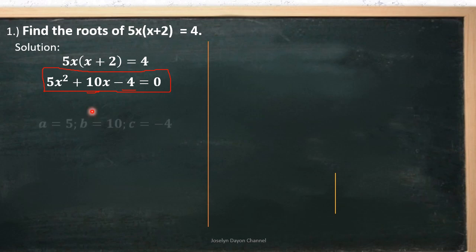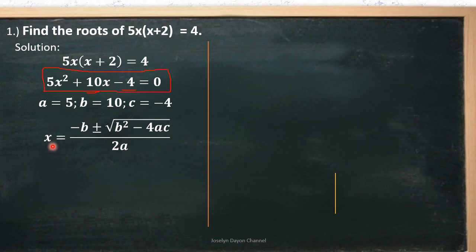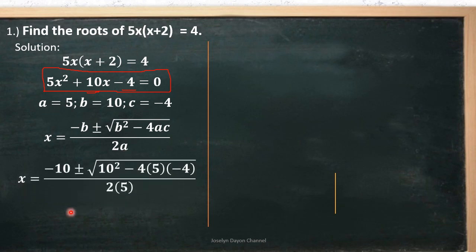So the value of a is 5 coming from the coefficient of the quadratic term. b is 10 coming from the coefficient of the linear term, and c is equal to negative 4 coming from the constant term. And our quadratic formula is x is equal to negative b plus minus square root of b squared minus 4ac all over 2a. Now let's substitute. So we have negative 10 plus minus square root of 10 squared minus 4 times 5 times negative 4 all over 2a.